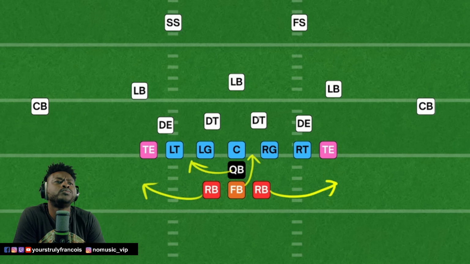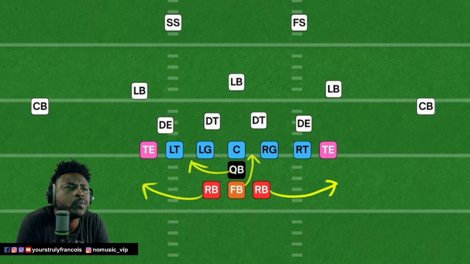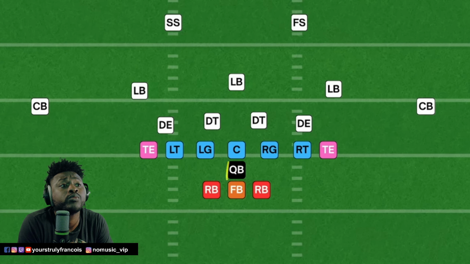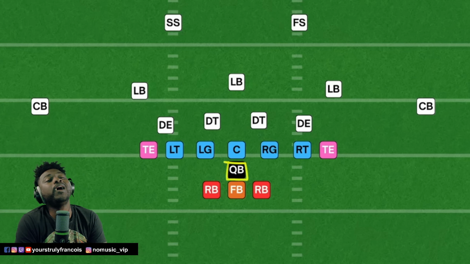But here's what made it revolutionary. The quarterback was in complete control. In the old single wing, the ball was snapped directly to different players. The T formation put one player in charge of every decision, creating the quarterback position as we know it today.